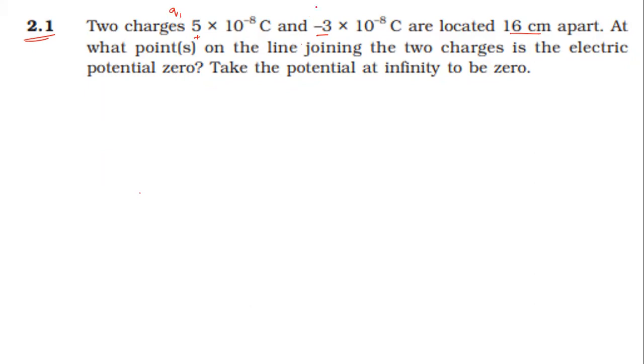So let's say this is Q1 and this is Q2, and this is the distance between them, let's say R. At what point or points on the line joining the two charges is the electric potential zero?